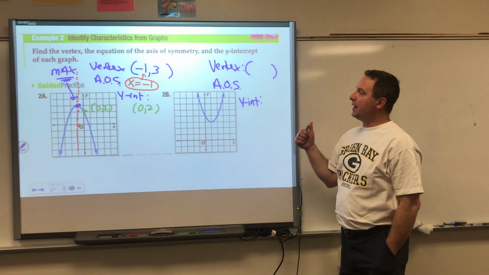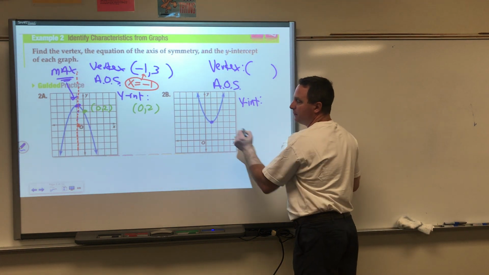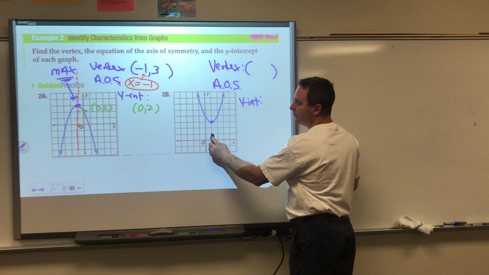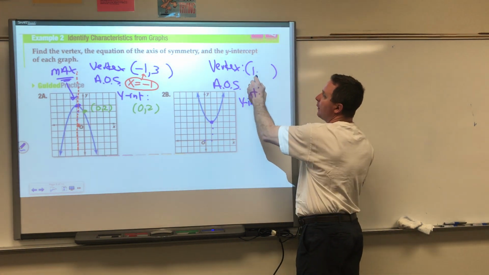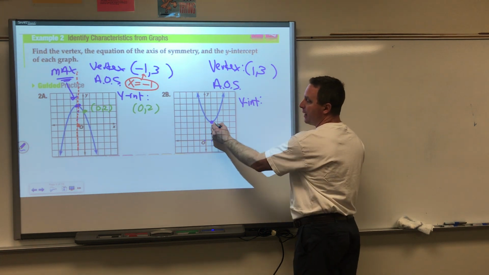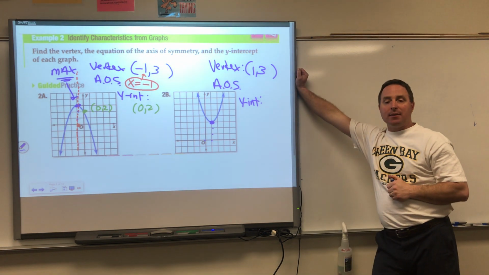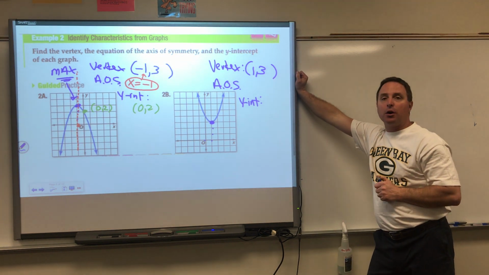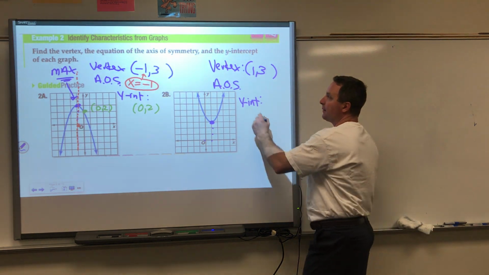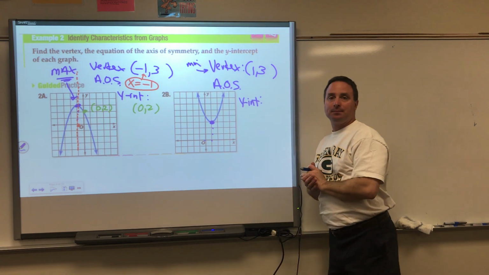How about this one on the right here? Does it have a vertex? Yep, it's right there. Can I name that point? It looks like it's right 1, up 3. Right 1, up 3. And in my head, I want to know whether that vertex is a maximum or a minimum. Is it the highest point of the graph or the lowest point of the graph? Well, that's obviously the lowest point of the graph. So in this particular case, that vertex is a minimum.